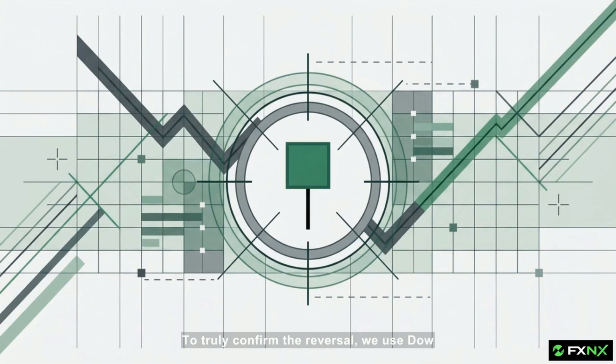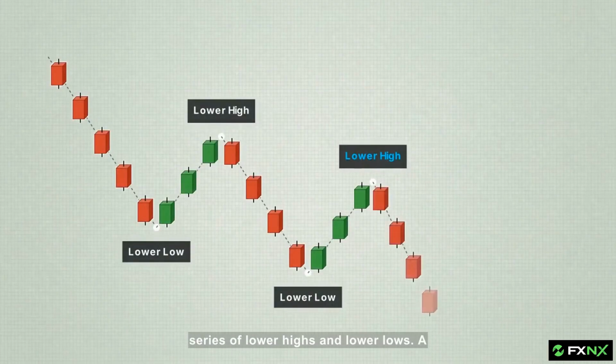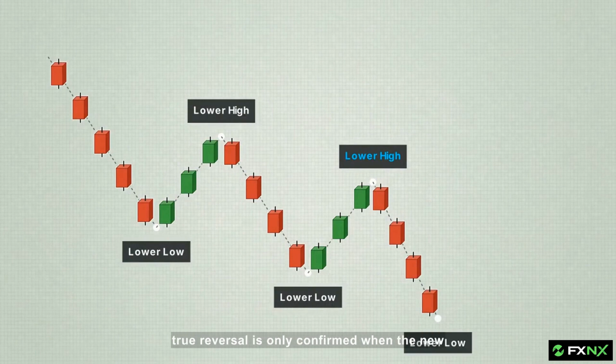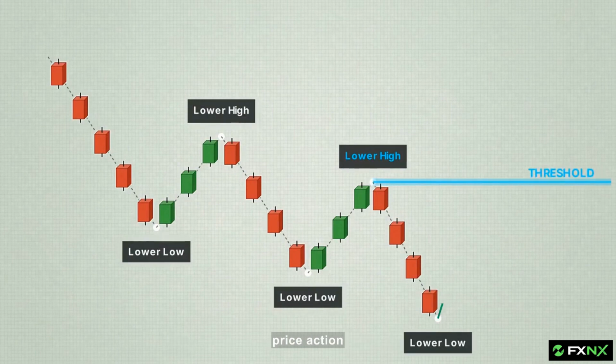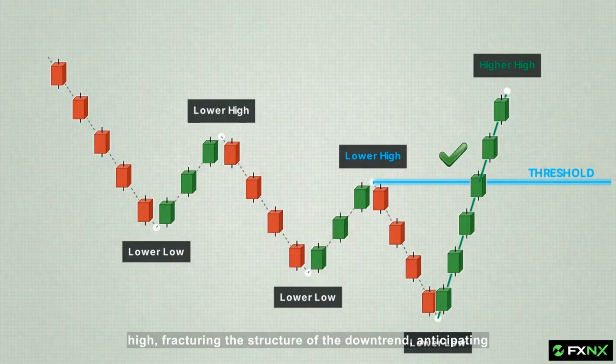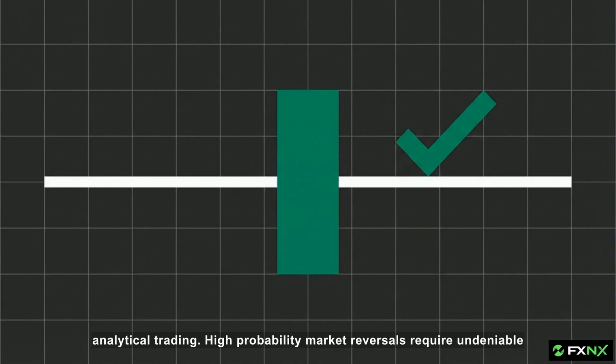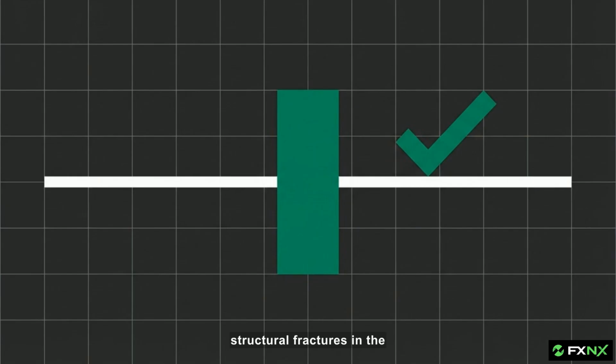To truly confirm the reversal, we use Dow theory as our ultimate structural filter. Dow theory is a financial framework that defines a macro downtrend as a cascading series of lower highs and lower lows. A true reversal is only confirmed when the new price action physically crosses the threshold of the previous lower high. Breaking that ceiling creates a higher high, fracturing the structure of the downtrend. Anticipating that this structural break will happen before it actually does is gambling. Reacting to a confirmed break after the candle closes is analytical trading. High-probability market reversals require undeniable structural fractures in the existing trend to validate the initial candlestick signal.